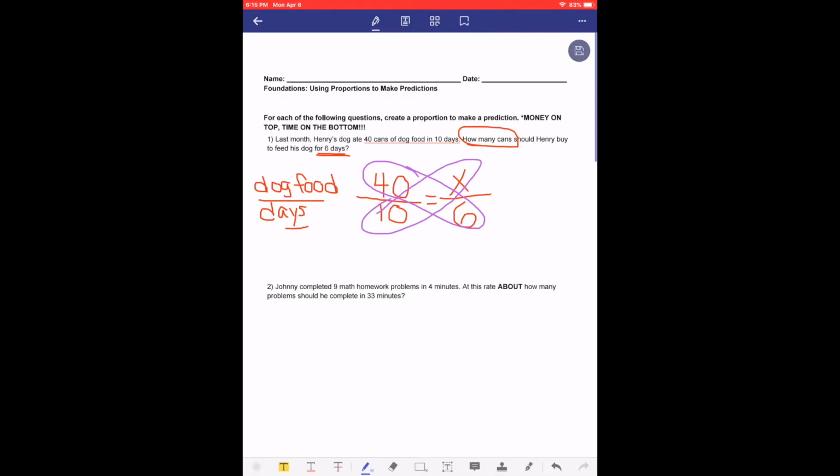40 times 6, when I plug in 40 times 6, I'm going to get 240 in my calculator, equals 10 times x. Well, 10 times x is just 10x. I want to get x by itself, so I'll divide 10 on both sides. Cancels out on the right. 240 divided by 10 is 24, so 24 equals x. And again, this problem is asking you for how many cans, so your answer would be 24 cans.